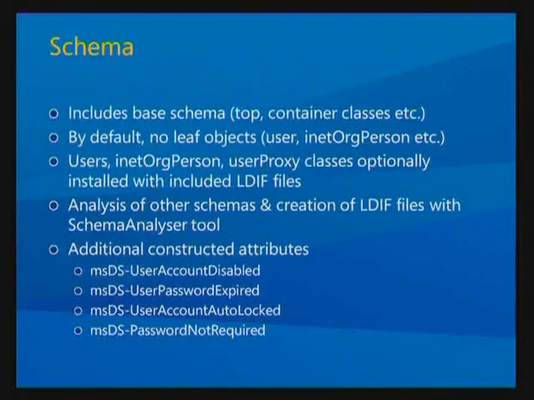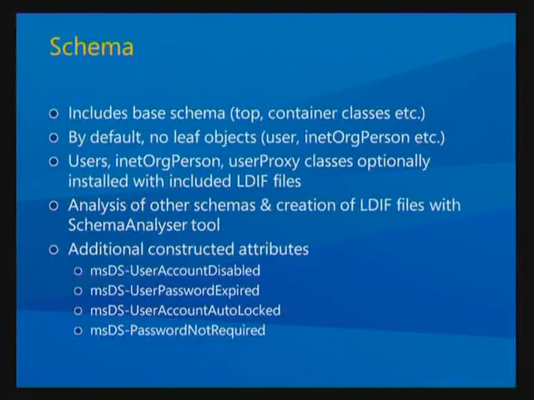One thing to note is, especially for the user classes, the organizationalPerson classes, there are some additional constructed attributes which are really helpful. If any of you have used Active Directory, you'll know that on a user object there is an attribute called userAccountControl, and it's a binary blob. The way we work out whether an account is disabled, whether its password has expired, what privileges that account has, is by looking at different bits in that userAccountControl attribute.